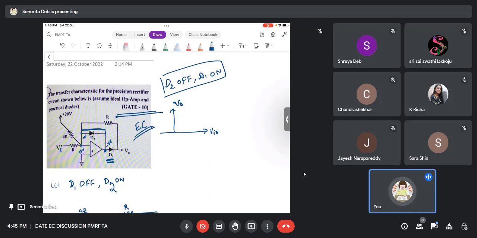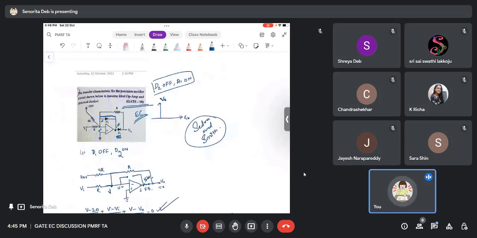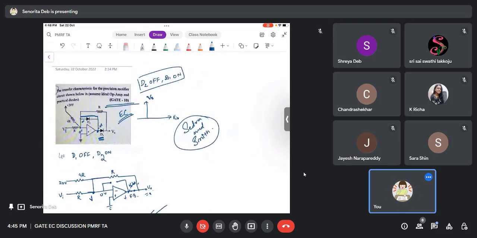Okay, and you will find similar problems. I think there are similar problems in Sedra and Smith, and as far as I remember, this was taken from this book. The similar questions have come in IES also. I'm not sure, but I think I have seen this kind of problems in Sedra and Smith. So just go back and check this. I hope whatever I have done is clear. Once you figure out the diode on and off, the question is solved.